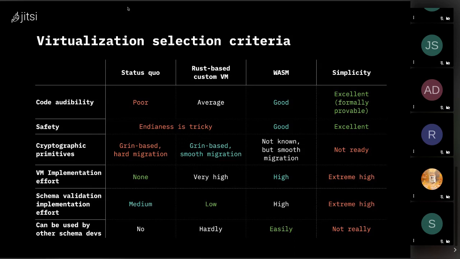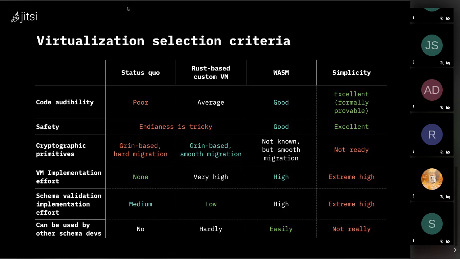So, first of all, the code auditability, which is very important for auditing before the release. And I would have to say that the status quo as we have today has the poorest code auditability. It's basically part of the core library with a lot of other stuff. And simplicity has the best auditability because it can be formally proved. So you don't need humans to validate the code.